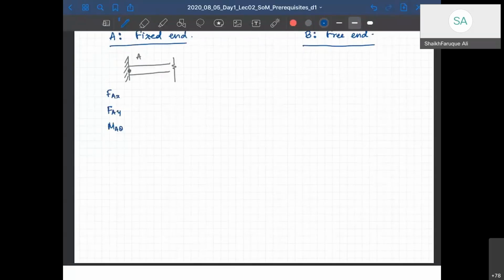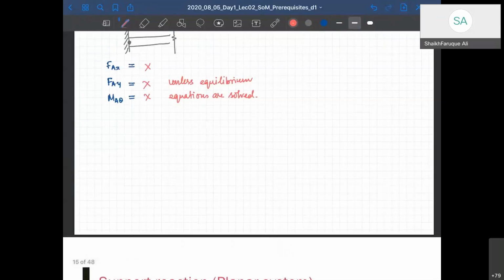Okay, are these known to us? We do not know unless we solve the equilibrium equations. So not known unless equilibrium equations are solved, right? Not known. Very good. What about deformations or displacement at those points?